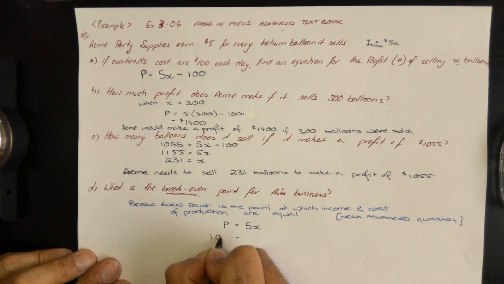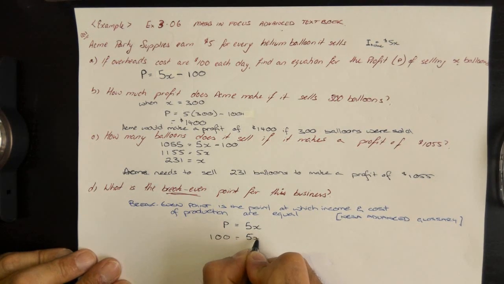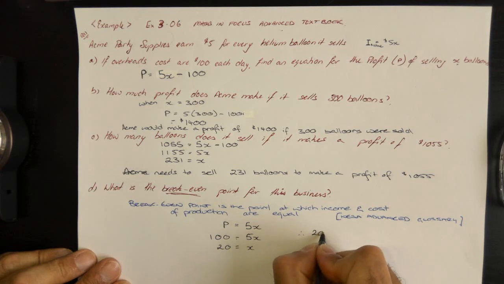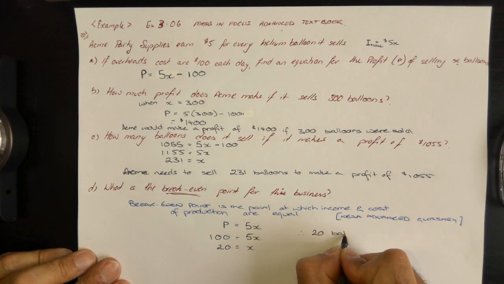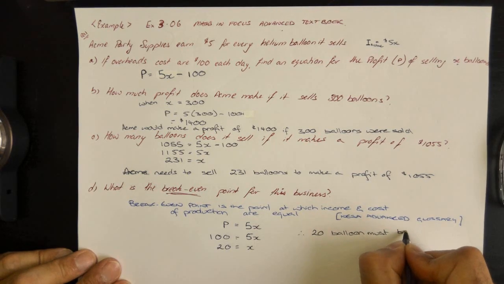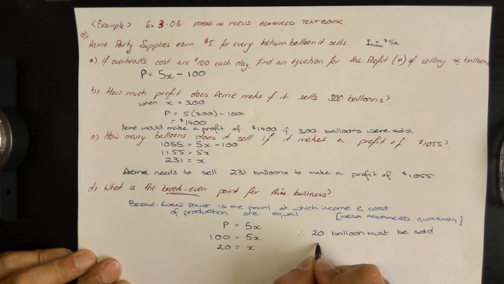So how many balloons do we have to sell to break even? So we need 20 balloons must be sold to break even.